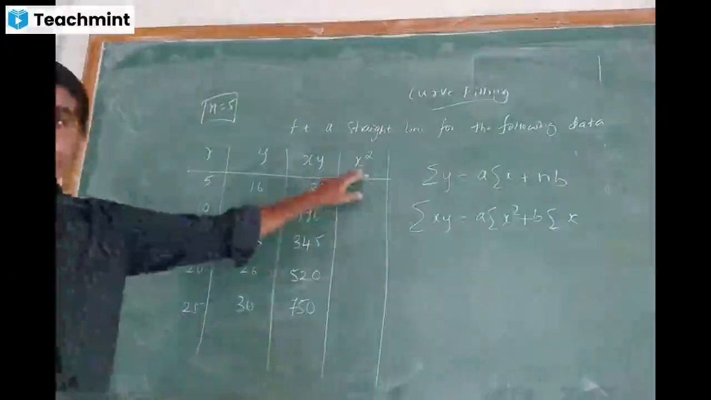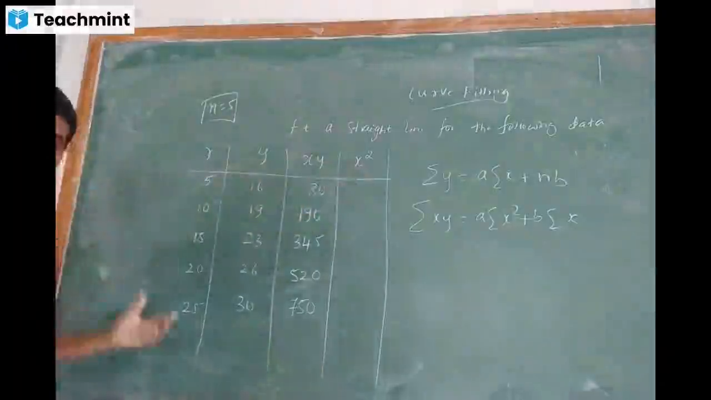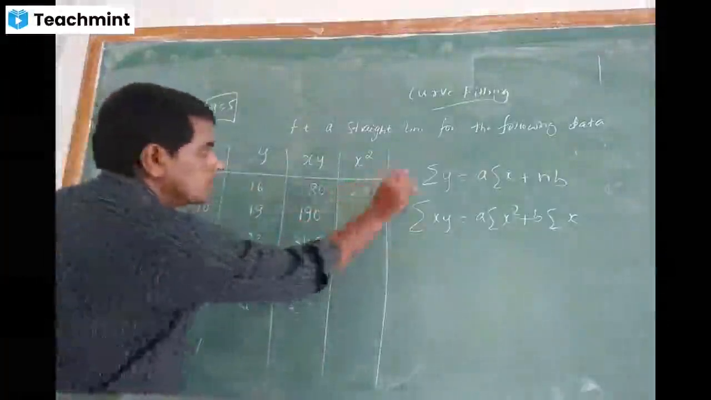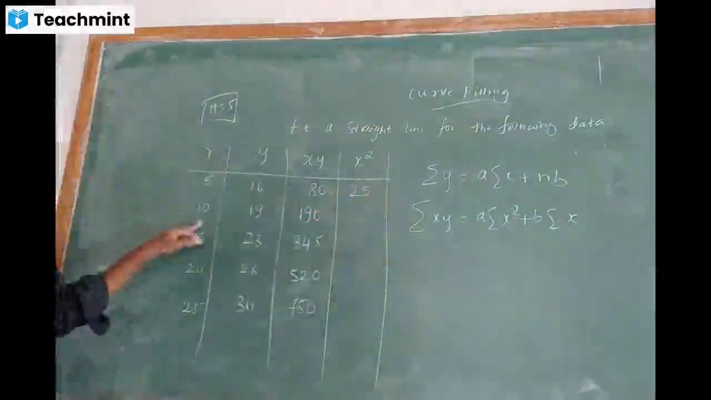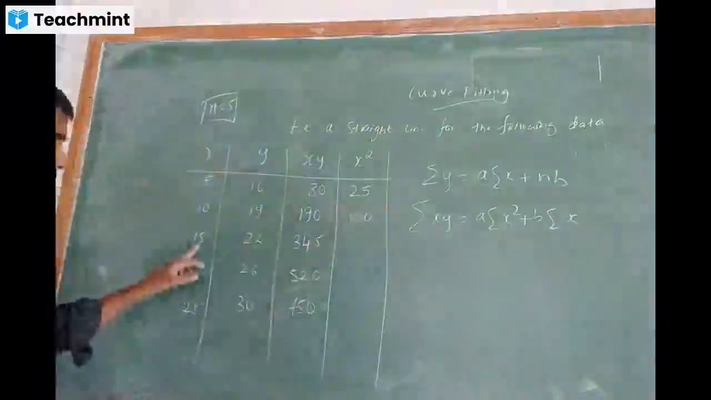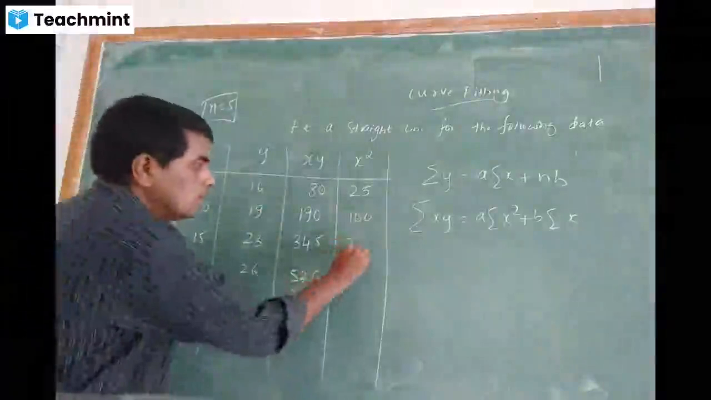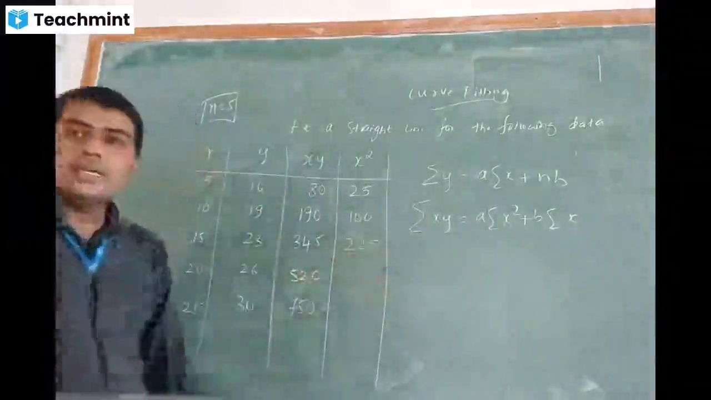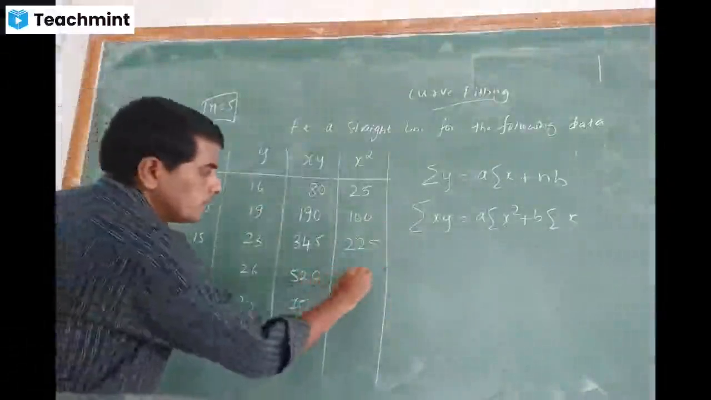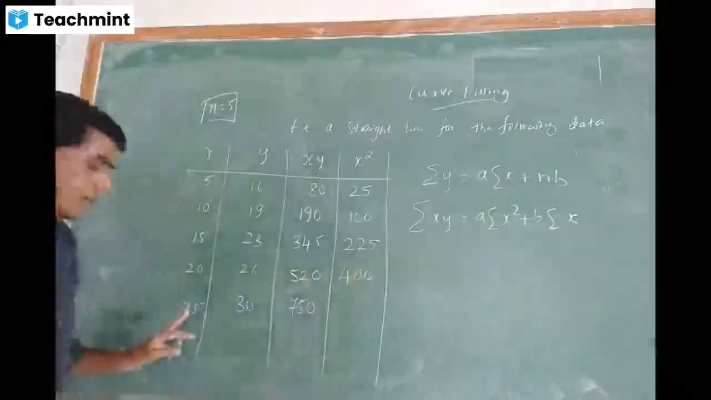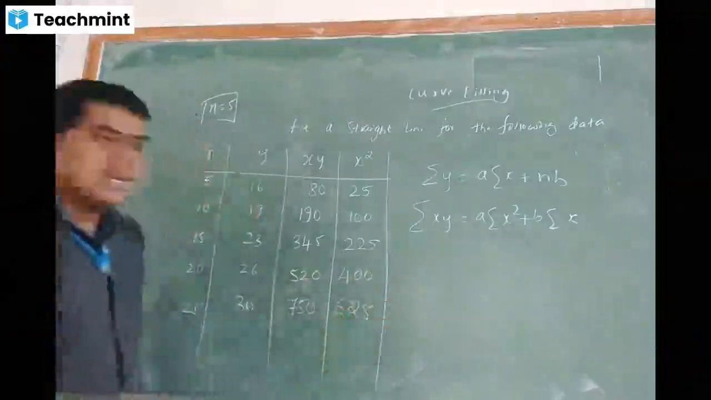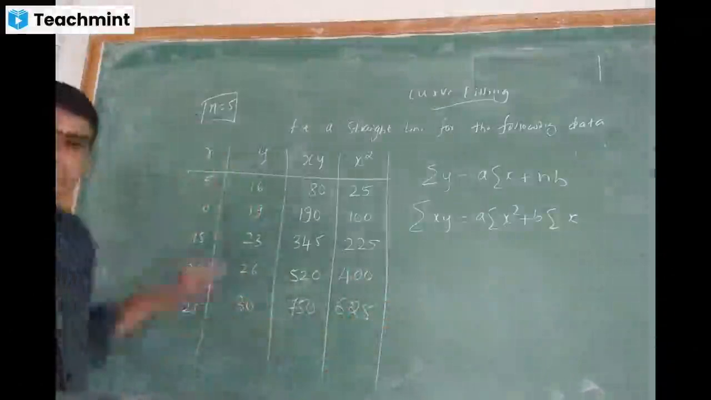Next, x square. X square means squaring these values. So it is 5 square, which is 25. 10 square is 100. Next, 15 square is 225. Next, 20 square is 400. 25 square is 625. So after this, you have to find the summation values.